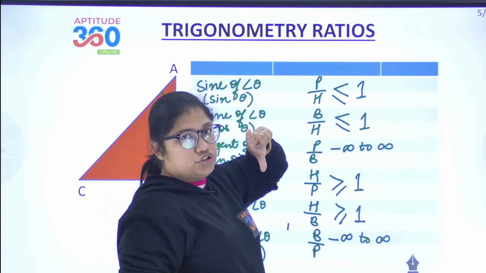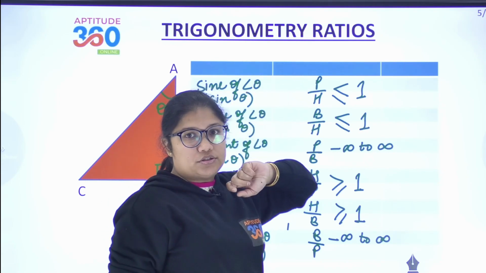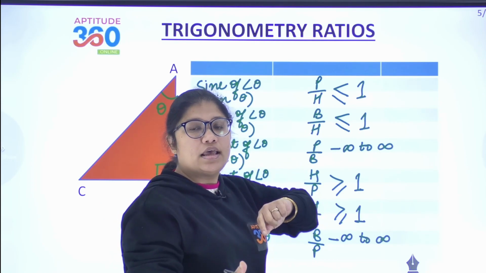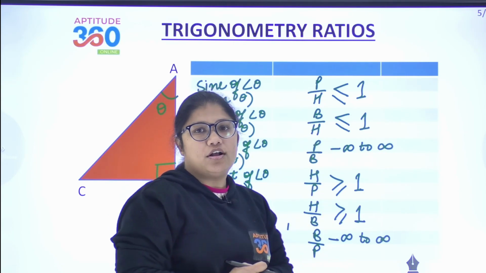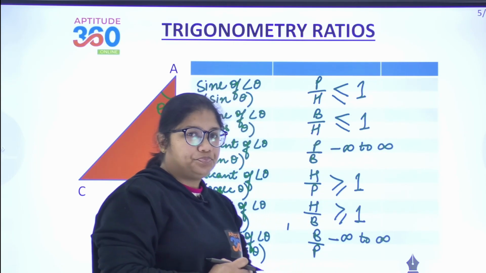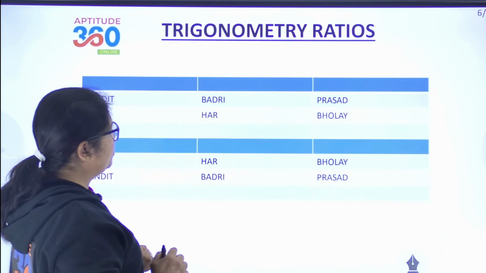If I know one ratio, that means I would know perpendicular also, I would know hypotenuse also, then I will be able to find base also. Once I know perpendicular, hypotenuse and base, then I will be able to solve all the 6 ratios, right? So let us do a question.